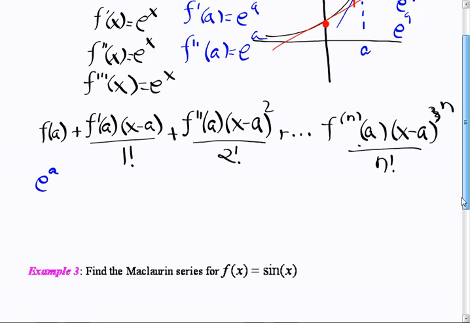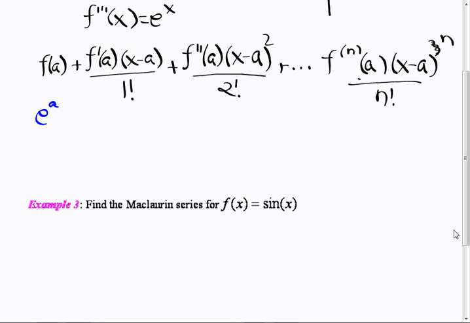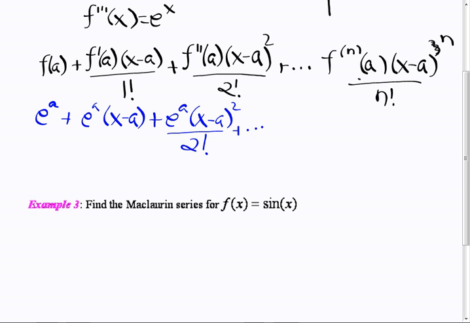Okay, so it's e to the A plus f prime of A, which is e to the A, times x minus A, plus e to the A times x minus A squared over 2 factorial. That's all it is. What's the nth derivative? E to the A, and they are not going to give you e to the x. They're going to give you the sine, so you have to figure out what's happening. And it's x minus A to the nth over n factorial.